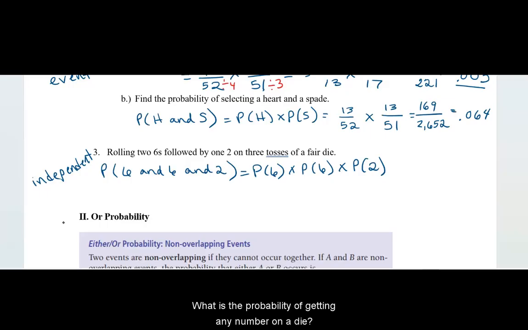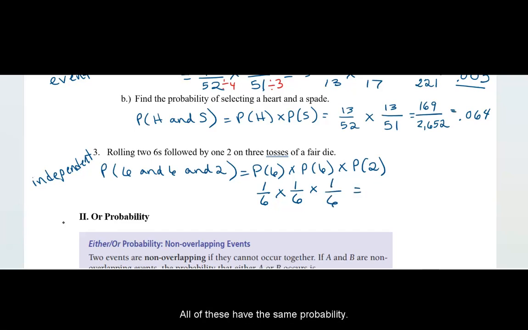What is the probability of getting any number on a die? Just 1 out of 6, right? So the probability of a 6 would be 1 out of 6. And again, probability of getting a 6 again would be 1 out of 6. What's the probability that now when you roll the die, it's getting a 2? Again, there's only one 2 on the die out of 6. All of these have the same probability. But all together, when you multiply that out, you get 1 out of 216. That is your probability. Turn that into a decimal, and it's 0.005.